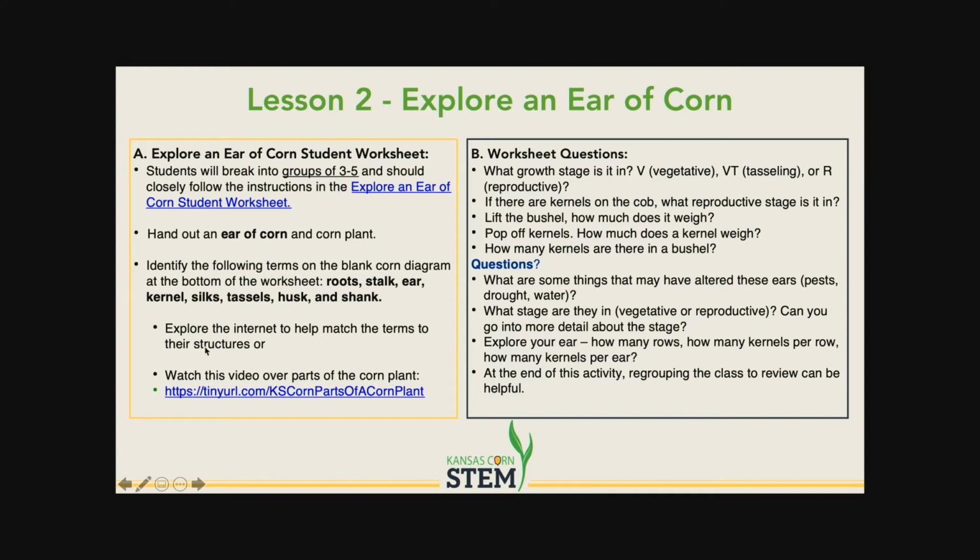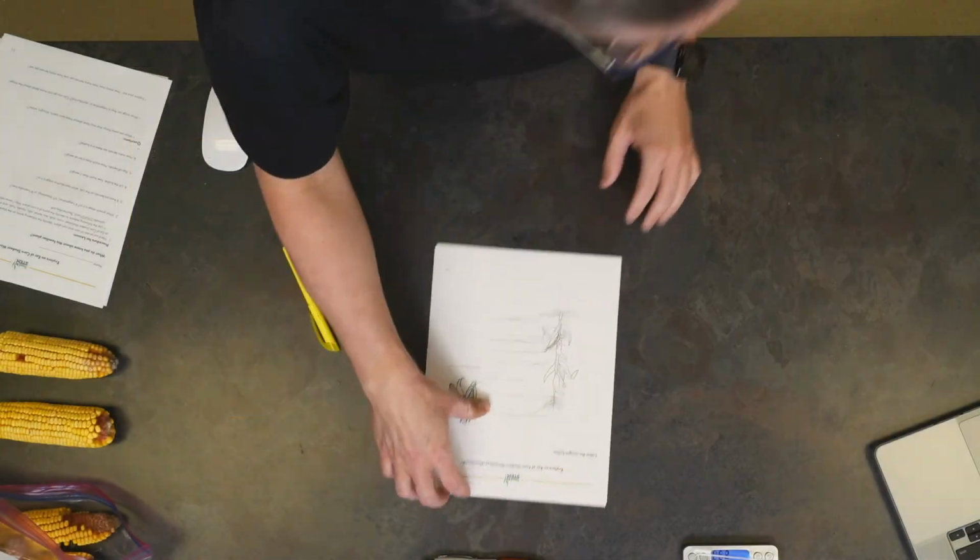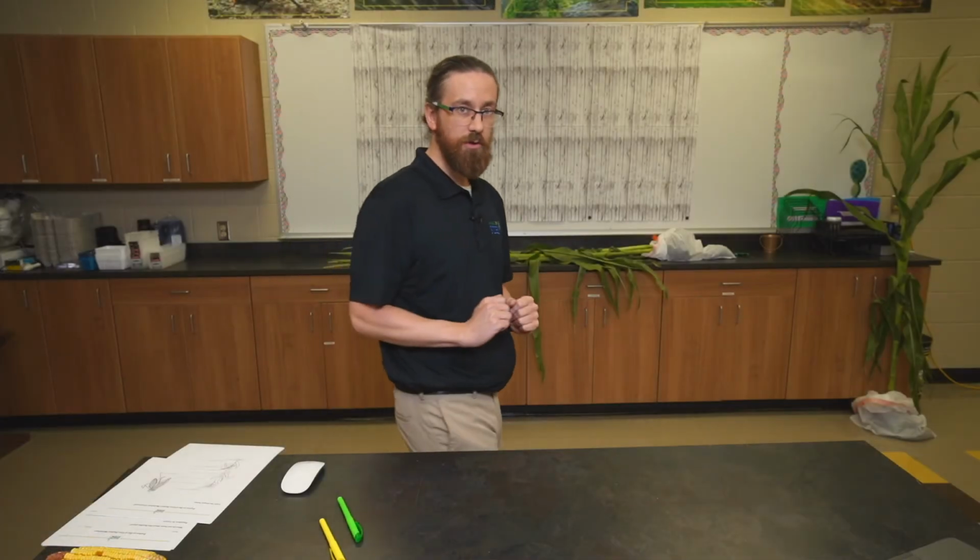They can do this either by exploring the internet. There is another video that Kansas Corn STEM has done that has someone going over the different parts of the plants. And actually, just as a treat, we got a nice big corn plant with us here today. So I'm going to go grab that and we can point some of those out right now.